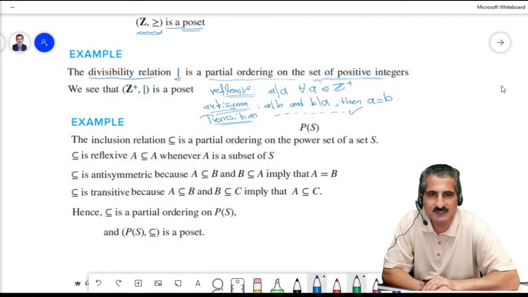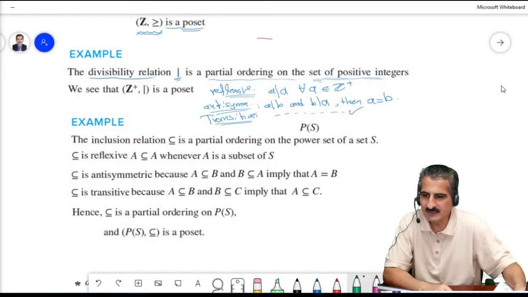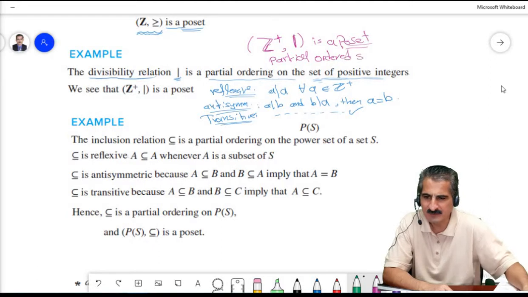So I want to stop at this example now and speak a little about it. Now again, this example says that the set of positive integers with divisibility, this is divisibility, let me highlight it, is a poset, a partially ordered set, to confirm that it is partially ordered.